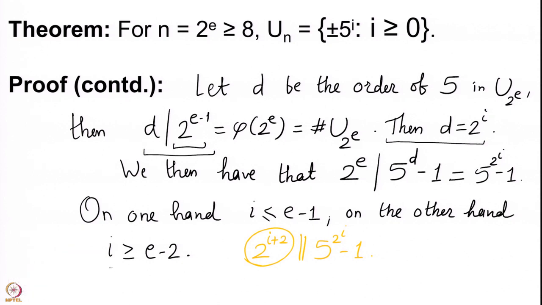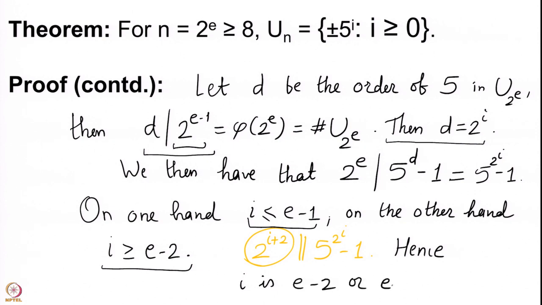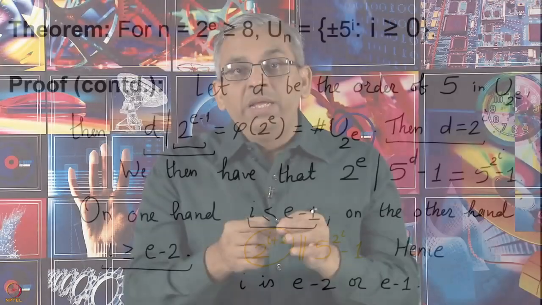So, the possibilities for I from these two things are e minus 2 or e minus 1, these are the only two possibilities. Either your element 5 is a primitive element which will generate everything, if the order is 2 power e minus 1, or its order is 2 power e minus 2.